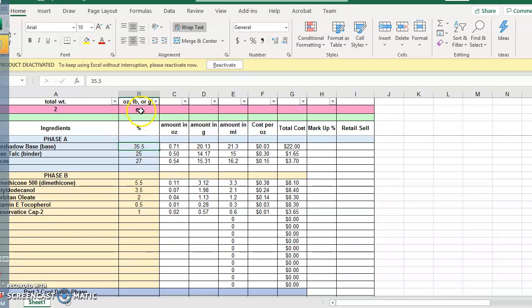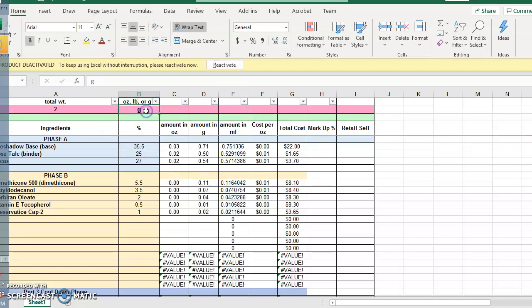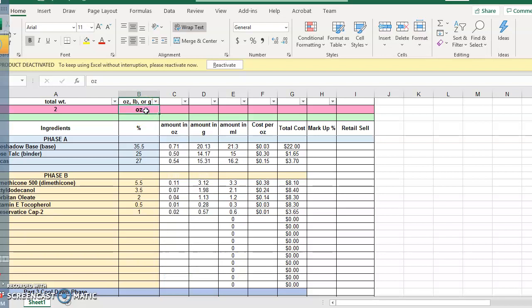You can also, if you wanted to turn it into grams, you can press G, calculate it into grams, but we're not going to do that for today. We just want 2 ounces, and it's going to automatically convert into grams. Okay, so that's 3.5% of our eyeshadow base. That's the amount of ounces, grams, milliliters, cost per gram, total cost.